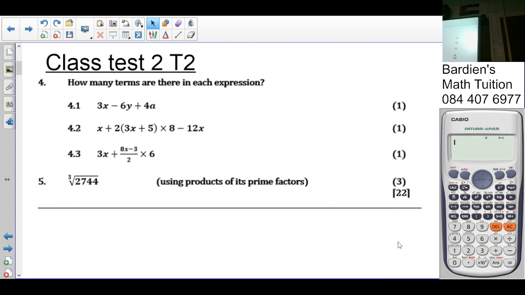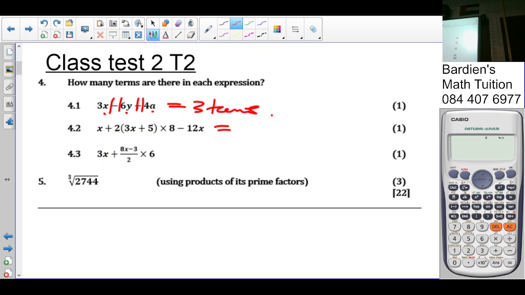Number 4. How many terms are there in each expression? How many terms are there in the first expression? What separates terms? Plus and minus signs. So it's 1, 2, 3. 3 terms. Again, what separates terms? Plus and minus signs. So it's 1, 2, 3 terms. The next one, again, plus and minus signs separate terms. So it's 1, 2 terms.